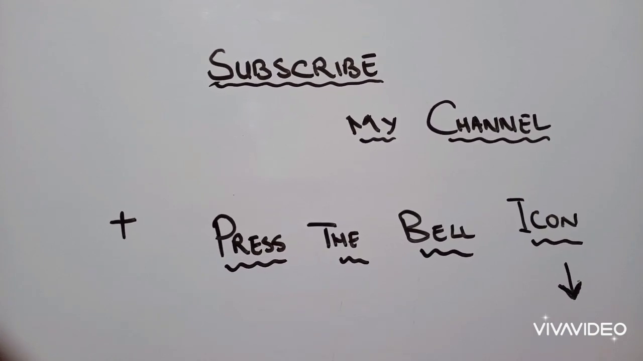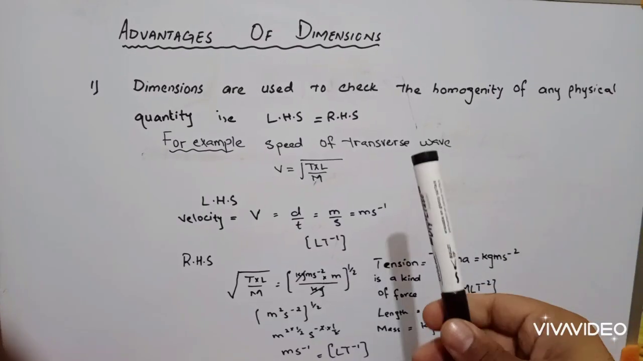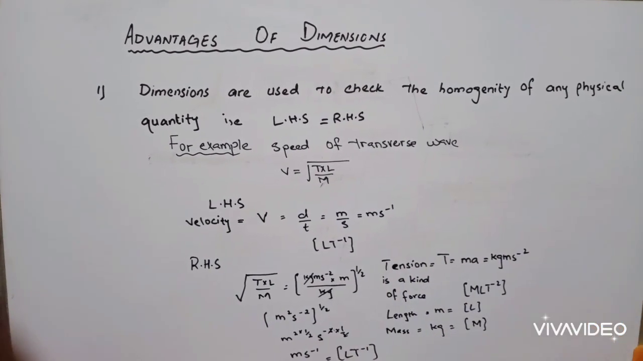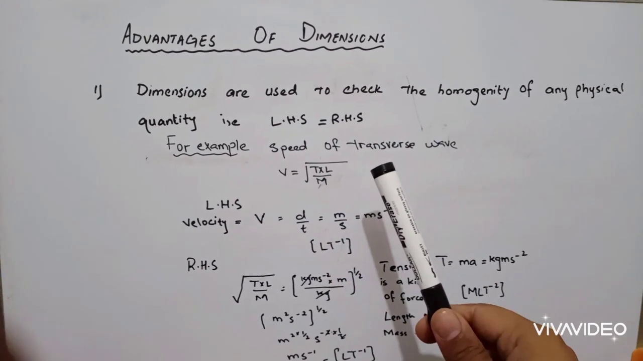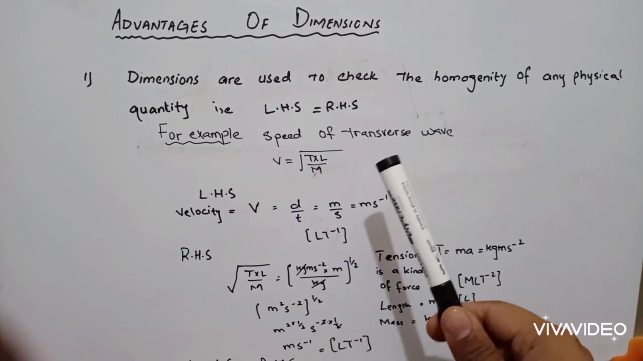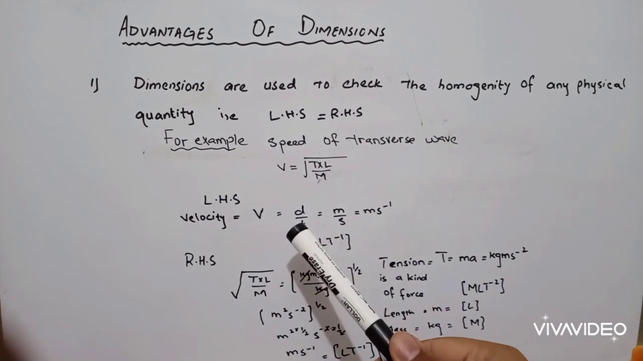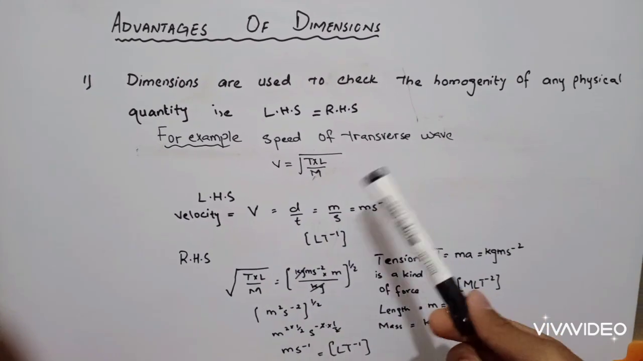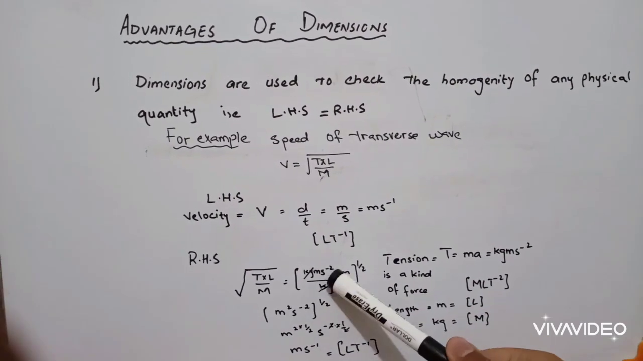Our next topic is the advantages of the dimension. Dimensions are basically used to check the homogeneity of any physical quantity. It means you have any relation of a physical quantity, the left hand side and the right hand side must be equal. For example, we have taken the relationship of the speed of sound, speed of transverse waves, and the transverse waves are set up in the stretched strings.